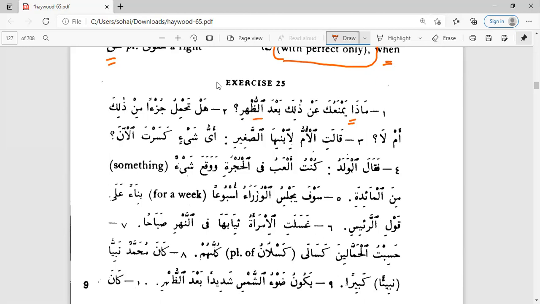What does it mean after Zohar? We just did this: in the afternoon. Okay, I got it. So translate after this. What prohibited you? No, this is perfect. It's not mana'a, it's yamna'u. This is why we're doing Arabic into English first. What is preventing you? Yes. Preventing you from that in the afternoon.